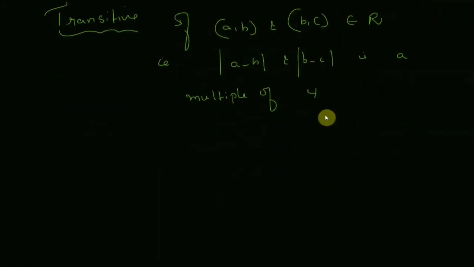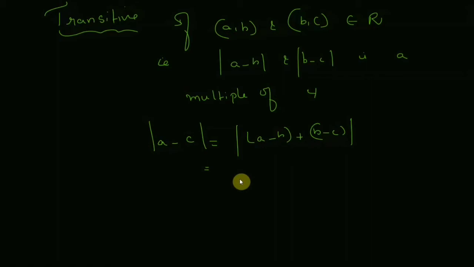Now, what is the modulus of a minus c? We can write the modulus of a minus c as the modulus of (a minus b) plus (b minus c). Minus b plus b get cancelled, so you get a minus c. Now a minus b is a multiple of 4, and b minus c is a multiple of 4. So the sum of those two will be a multiple of 4, right? So the modulus of a minus c is a multiple of 4.